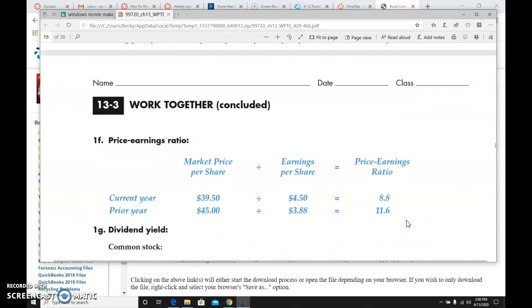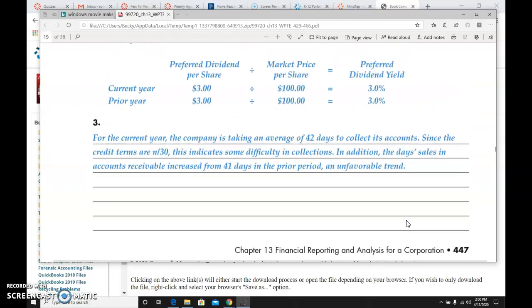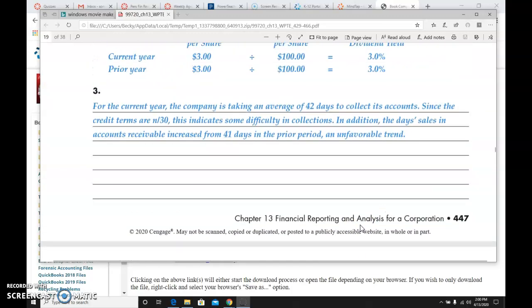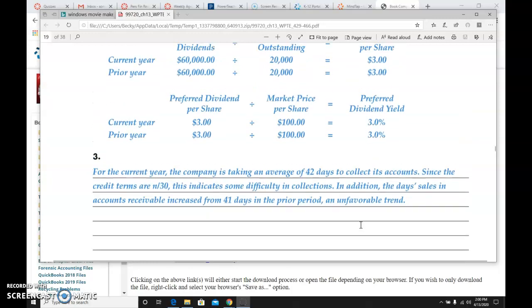And then the final step we had to do was for the current year, the company's taking an average of 42 days to collect its accounts. Since the credit terms are net 30, this indicates some difficulty in collection, so it's beyond the 30 days they should be paying. In addition, the days' sales in accounts receivable increased from 41 days in the prior period, which is an unfavorable trend. So that takes care of the third step of this. That's it for Work Together.